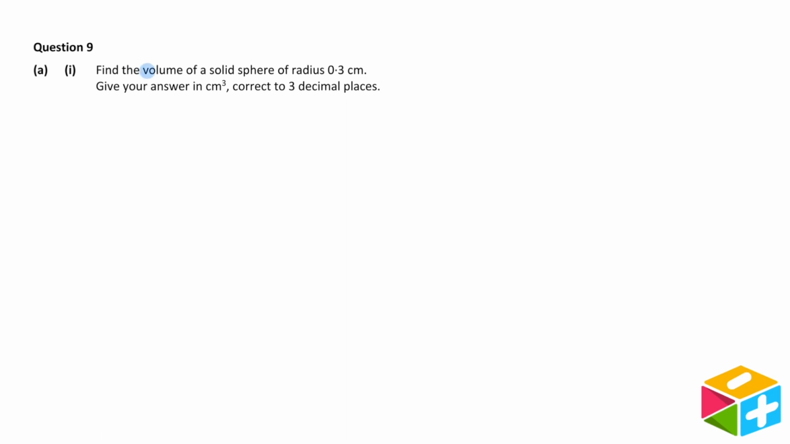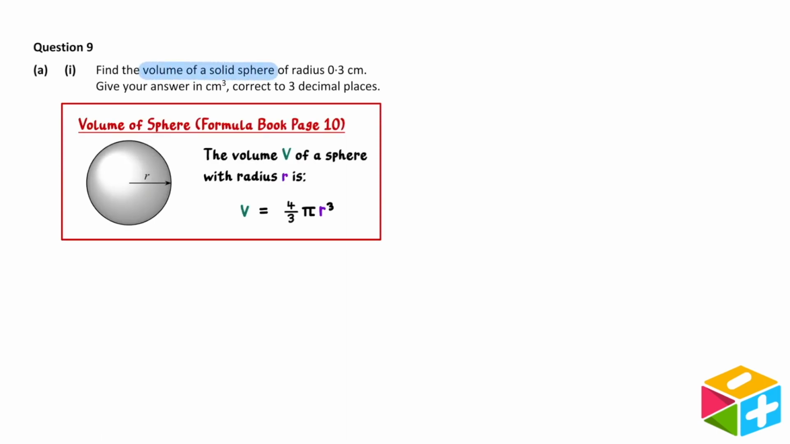To find the volume of a sphere, we can use a result on page 10 of the formula book. It states that the volume V of a sphere with radius r is V is equal to 4 over 3 times pi times r to the power of 3. We are told that the sphere has a radius of 0.3 centimeters, so this should be our value of r. Let's sub this into our formula.